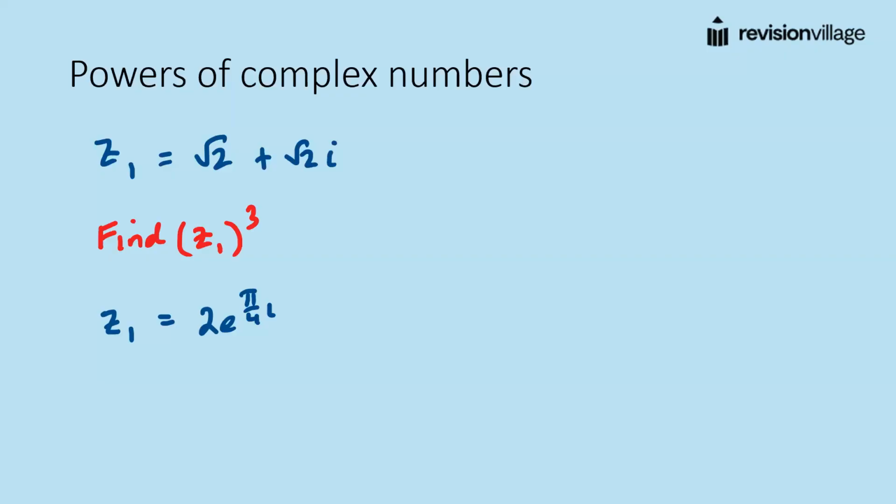What we're looking for, though, is z1 to the power of 3. So just note, now we've written this in Euler form. We've got 2 times e to the power of pi over 4 times i, all to the power of 3. And that means we've got, in brackets, 2 to the power of 3. We've also got e to the power of pi over 4i, to the power of 3.